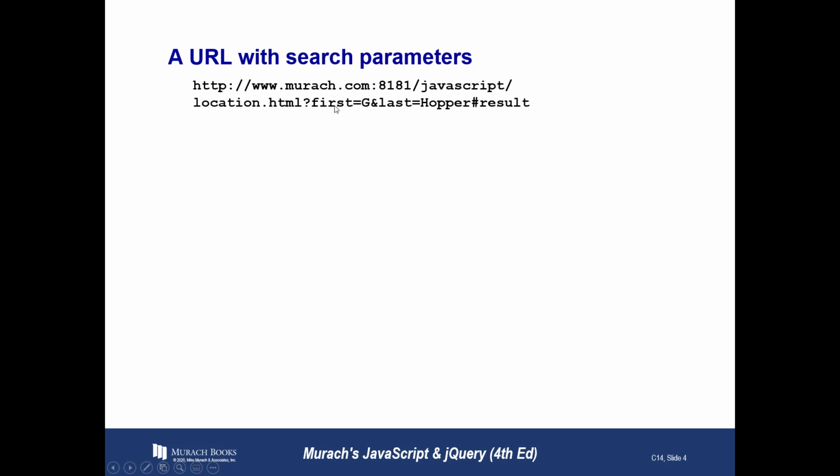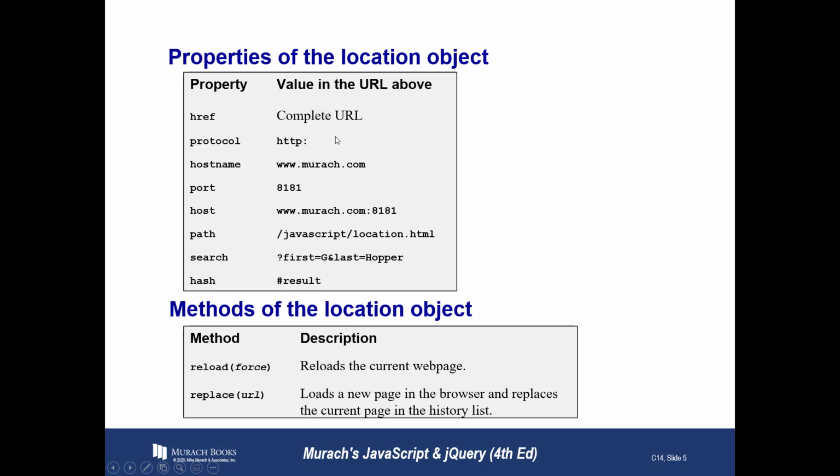And we are passing to that something called first, which has a value of G, and something called last, which has a value of Hopper, and it looks like it's got an ID of result with it as well. So when you break this down into that location object, this is what you've got. The href, the hypertext reference, is the complete URL. The protocol is http. I always thought it was http://, but I'll defer to what the authors say here. And more today, you're finding the protocol changing, so it's not http, it's https. So you've got secure.